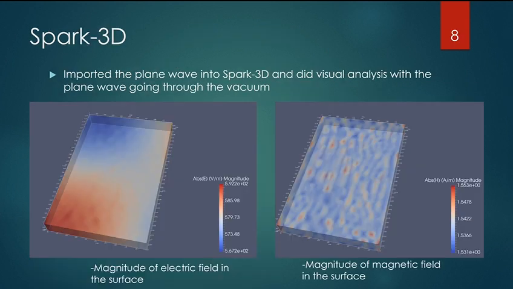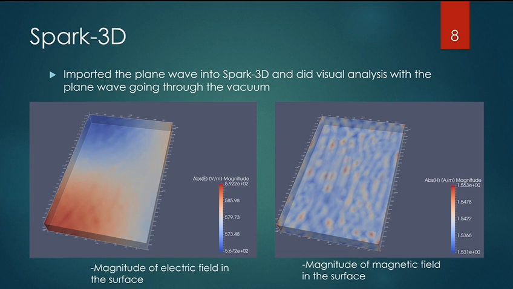When this was imported into Spark 3D, I was able to do some visual analysis with the plane wave going through the vacuum. I very much apologize for not being able to go deeper into what these mean, only because I was going to talk with my graduate student, Luke, last Friday, but the freeze occurred, so we weren't able to meet. From that, I just played around with Spark 3D and didn't exactly gain the explanations I would have wanted.